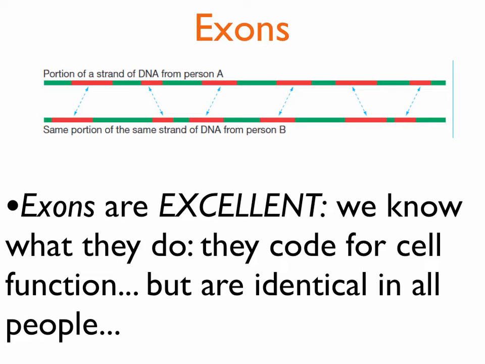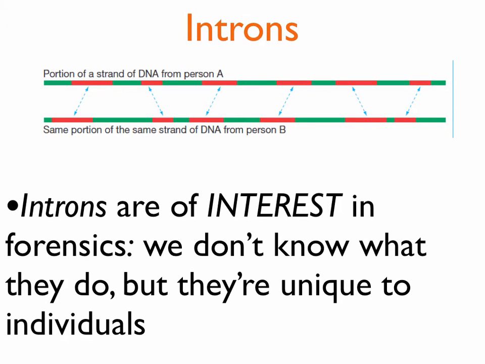When we're talking about DNA, the excellent part are the exons, because that's what makes sense and gives rise to cell function. Introns are of interest in forensics. Even though we don't know what they do, because they're different, they are going to be the distinguishing feature of DNA, so introns are of interest to us. So, just in brief, exons are identical within the human race, no matter who you are, because they code for human characteristics. Introns are different between every individual human being, and therefore they're of great interest to us.